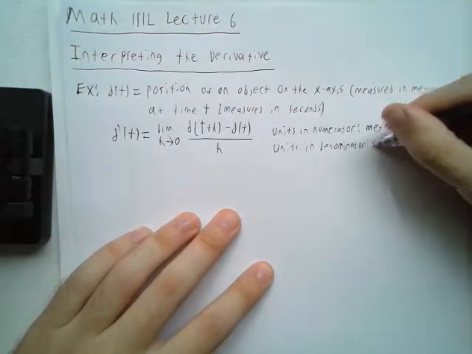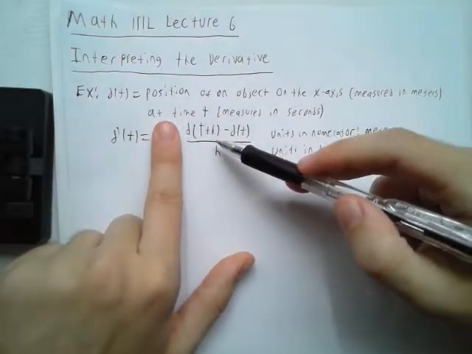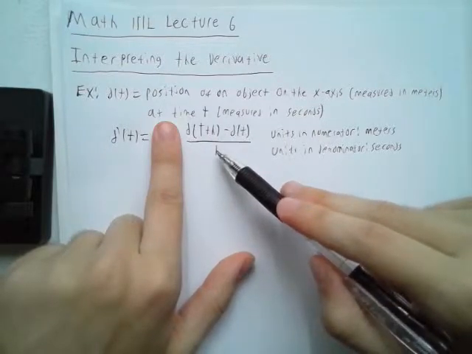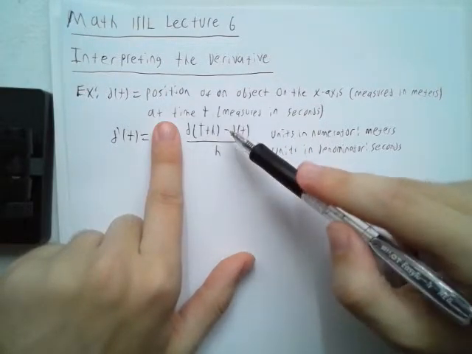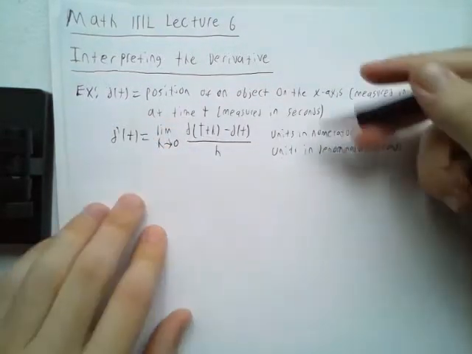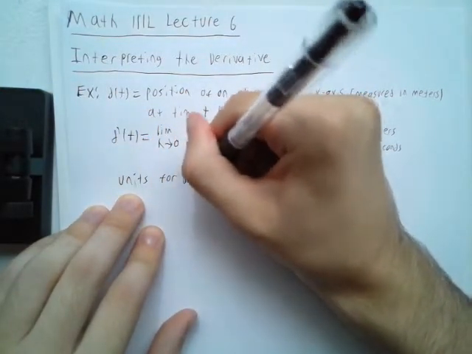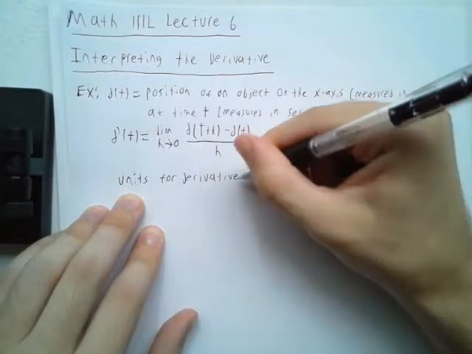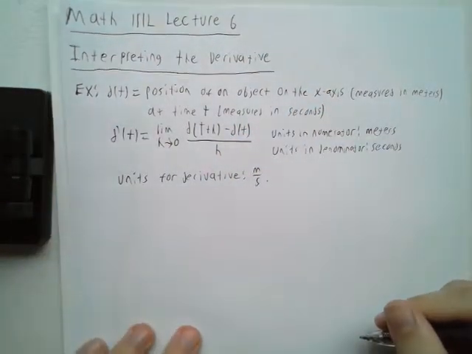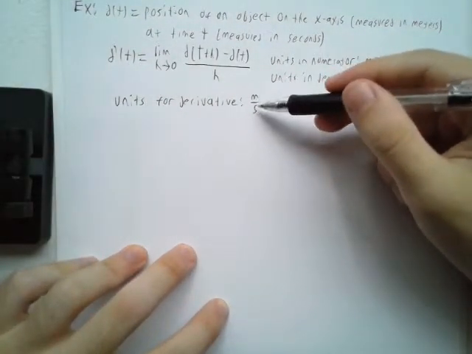So that means when we have this quotient here, the units for the numerator are meters, the units for the denominator are seconds, so the units for this entire thing are meters per second, and adding in the limit as h goes to 0 doesn't change that. So the units for the derivative are meters per second. And these are the typical units for velocity, so this makes sense with what we think the derivative should mean.